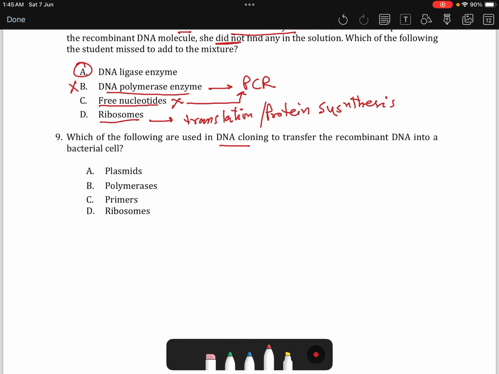Which of the following are used in DNA cloning to transfer the recombinant plasmid into a bacterial cell? So recombinant DNA into a bacterial cell. Of course we use plasmids, right? Polymerase is an enzyme like the upper option, B. Primers are used in PCR. Ribosome is used in protein synthesis, as I told you. And these two are used in PCR.